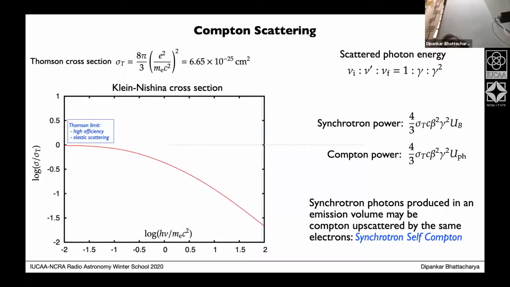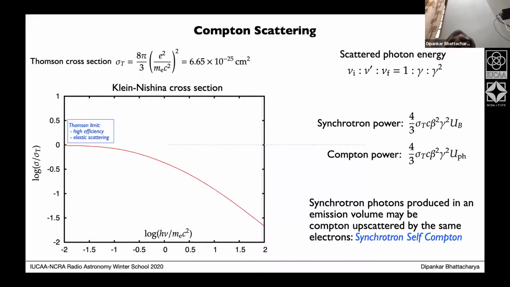The Compton power is practically the same, with the energy density in the magnetic field replaced by the energy density in the photon field. All the other factors are the same, so this is also proportional to Lorentz factor squared. So both in frequency and in power, the Compton process has the same dependence on gamma as synchrotron. Therefore, if you have a power-law distribution of particles, a particle energy distribution, then Compton also will produce a similar nu to the power of minus (p minus 1)/2 spectrum.